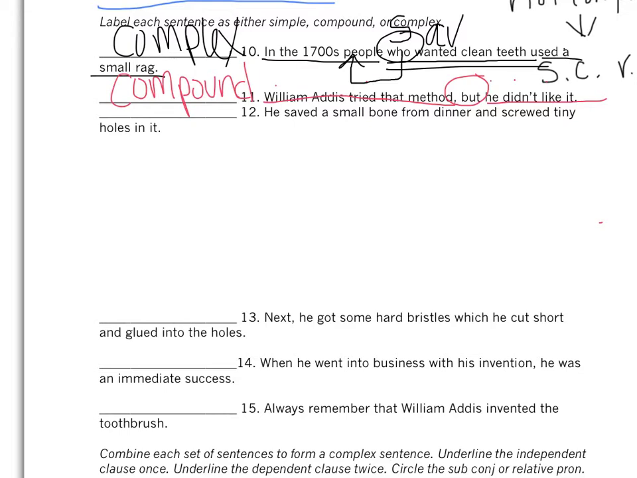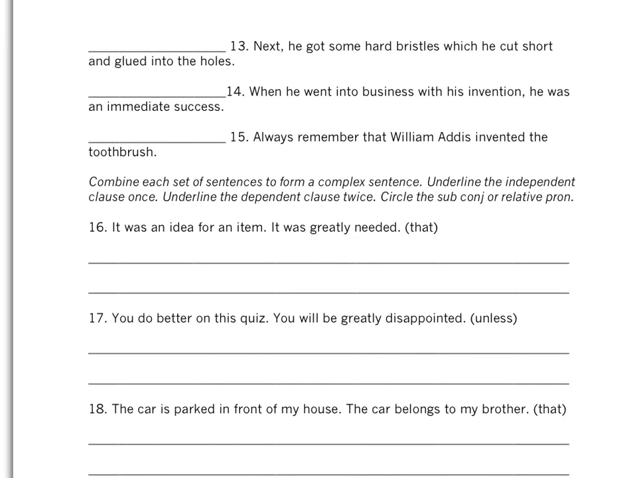The next one is a simple sentence. And that's because you have a subject and an action verb, action verb. You just have one independent clause. If you go to the next one, number 13, we have a complex sentence.